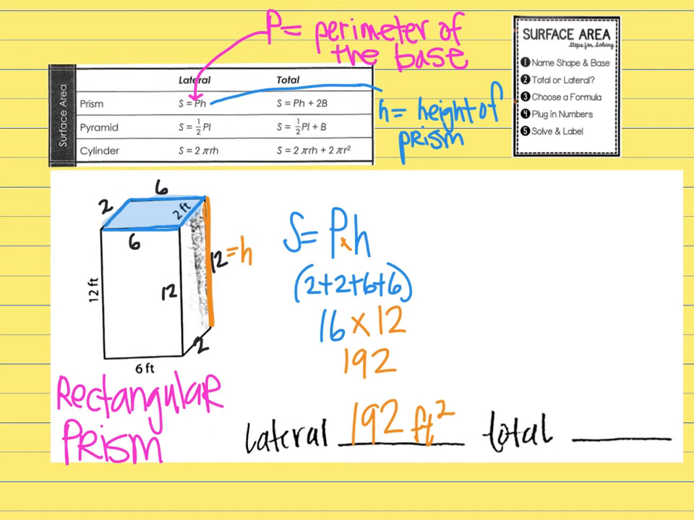Now, if I need to know the total surface area, my last answer, the parts that I'm missing is the base that I just shaded. So up here, it says add 2 more bases. So the top piece and the bottom piece. Those bases are rectangles.